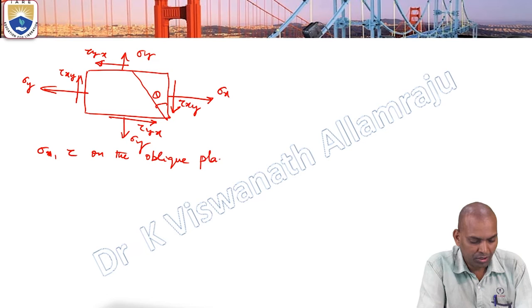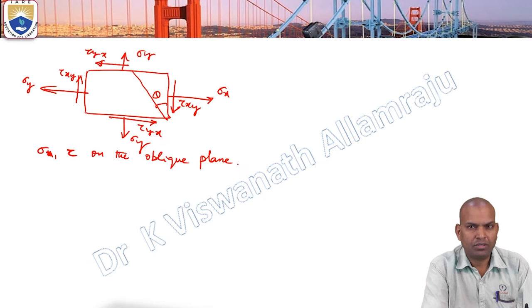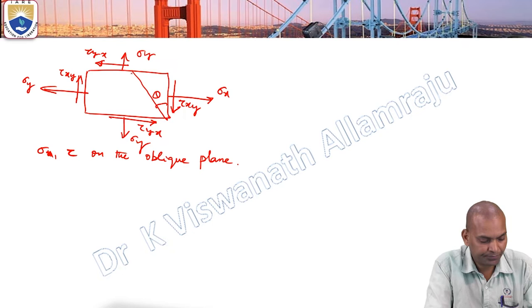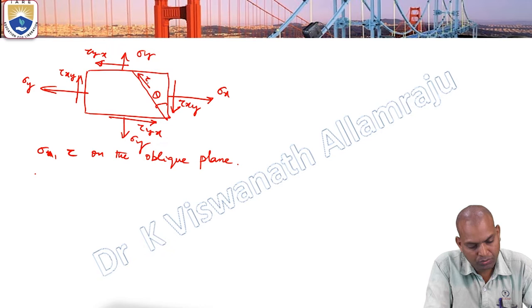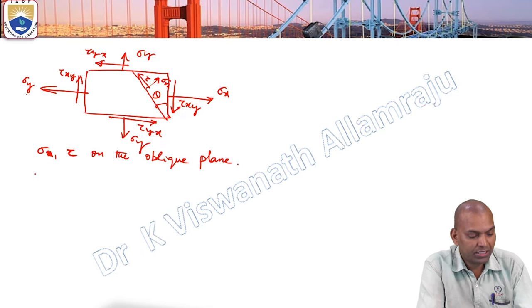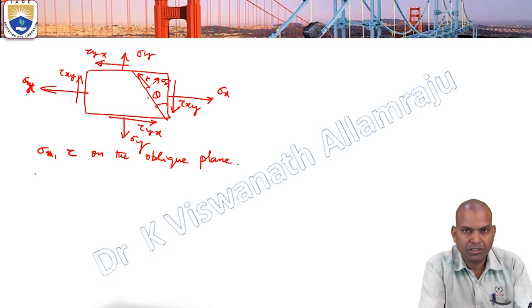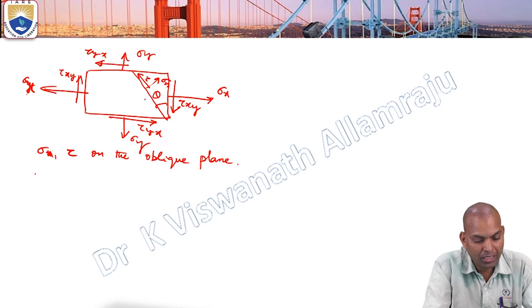The sigma n and the tau can be calculated on the oblique plane by using equilibrium equations along the normal direction to the oblique plane and tangential to the oblique plane. Tangential to the oblique plane, this is tau. Normal to the oblique plane, it is sigma n. We have to resolve sigma x and sigma y normal to the oblique plane and parallel to it. Similarly, the complementary shear stress also has to be resolved normal and tangential to the oblique plane.